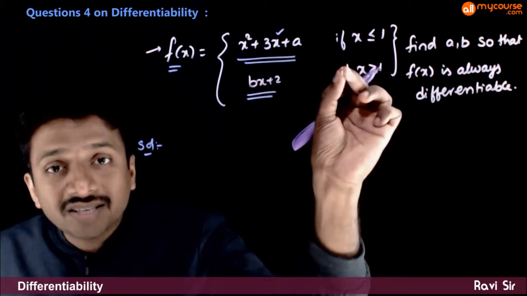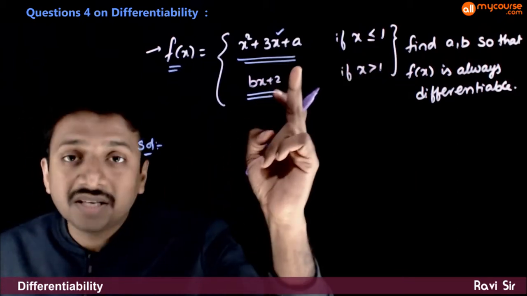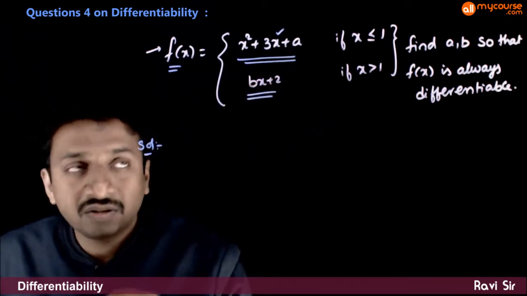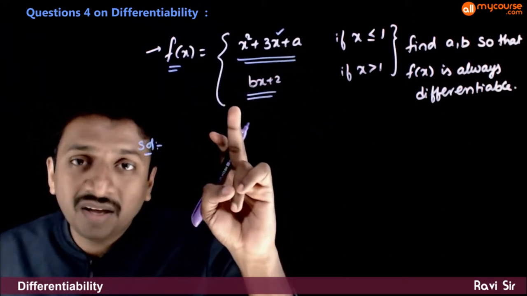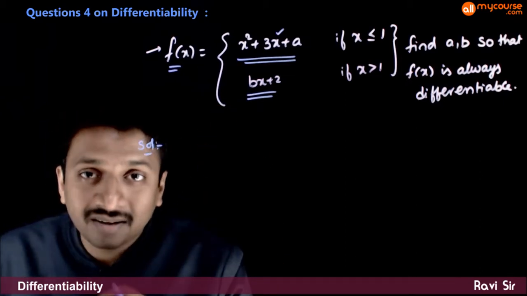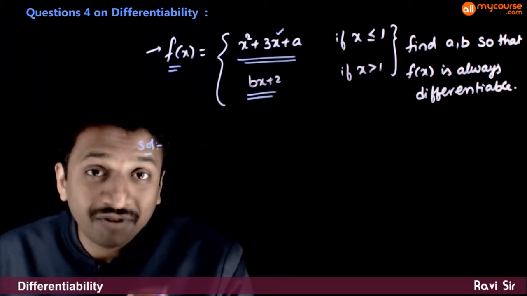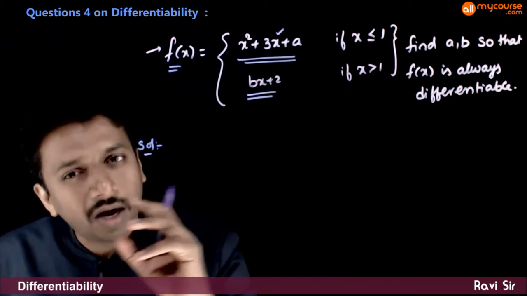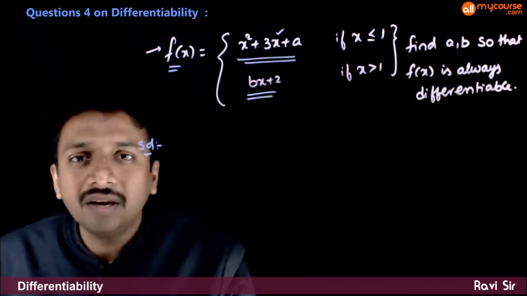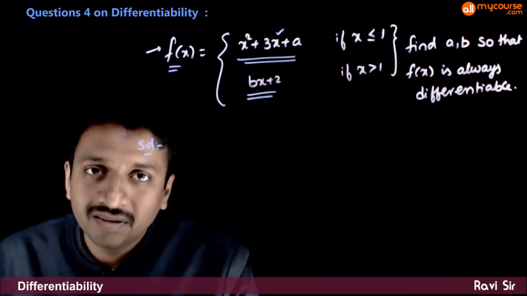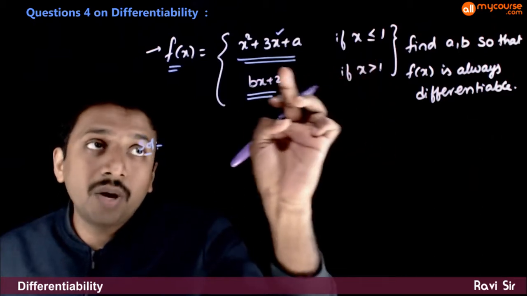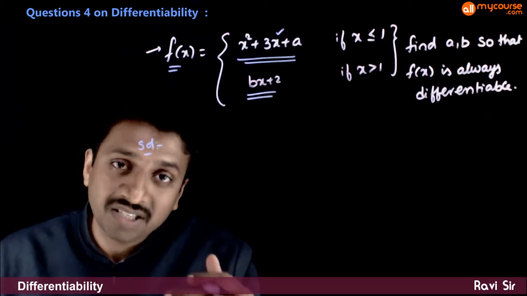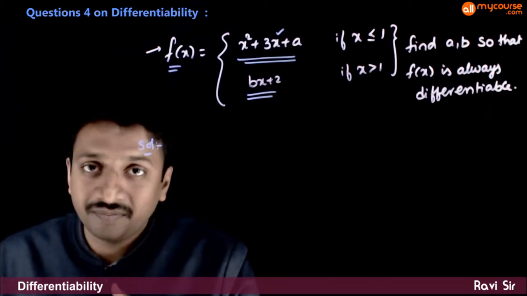So at all the points apart from 1, this function is differentiable for any values of a and b. So if this function has to be differentiable for all real numbers, we need to make sure that f(x) is differentiable at x equal to 1. If you can maintain that, at all other points it will automatically be differentiable. So now at x equal to 1, it has to be differentiable. It's a polynomial function, so we can go from the first principle or our direct method.